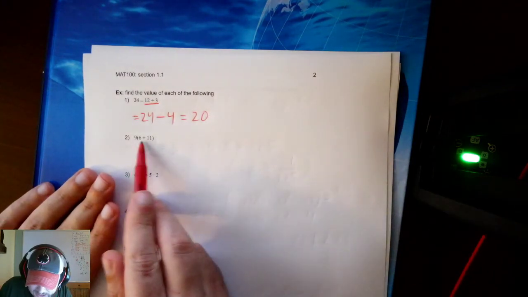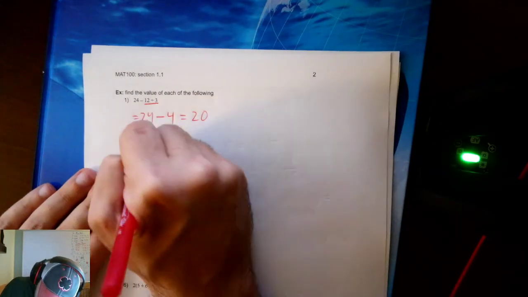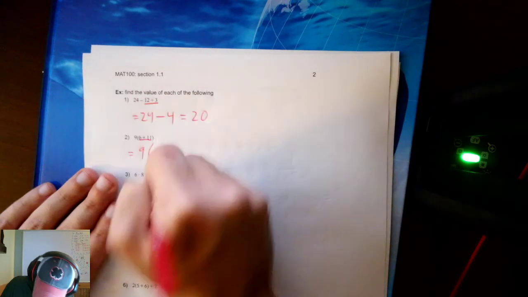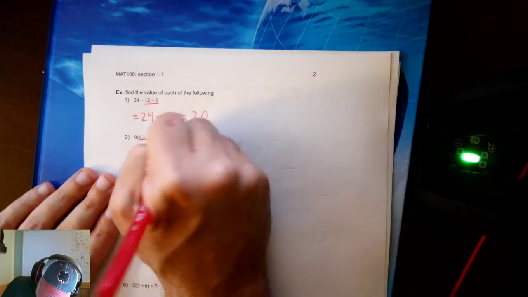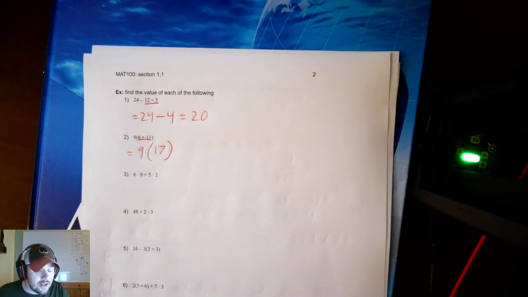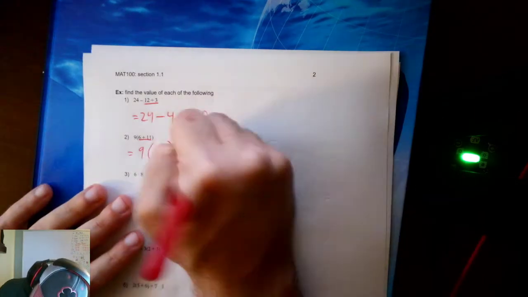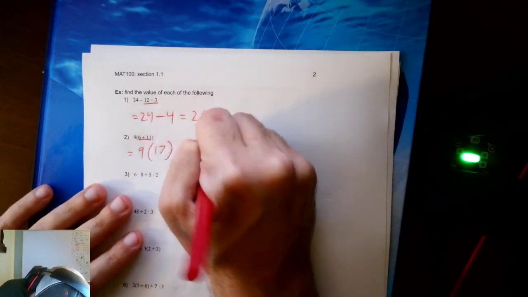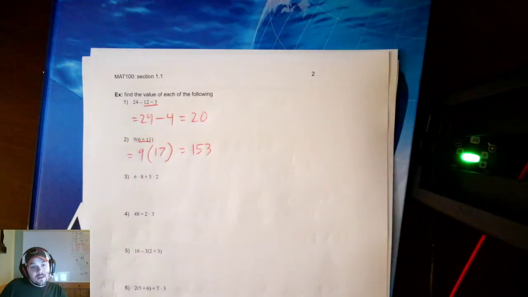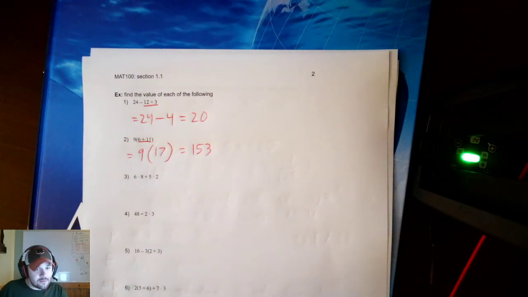How about the next one? I got a grouping symbol. I do that first. So I've got 9 parentheses. I work this group first. 6 plus 11 is 17. So I do 6 plus 11 first. Then I want to do 9 times 17, which would be 153. So I multiply after I've added. I do the group first.